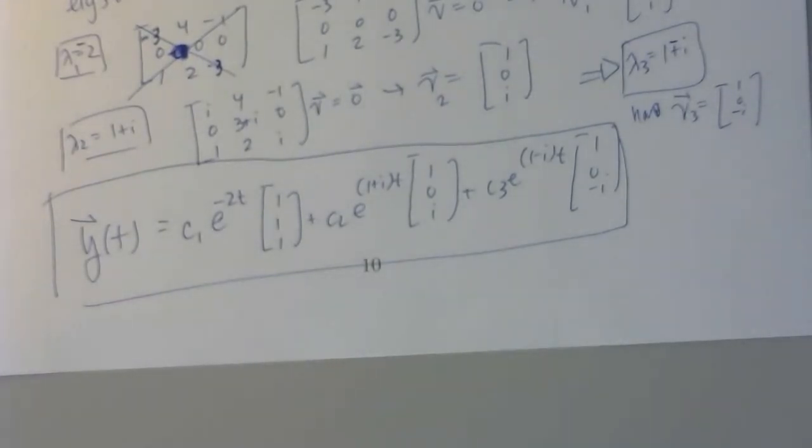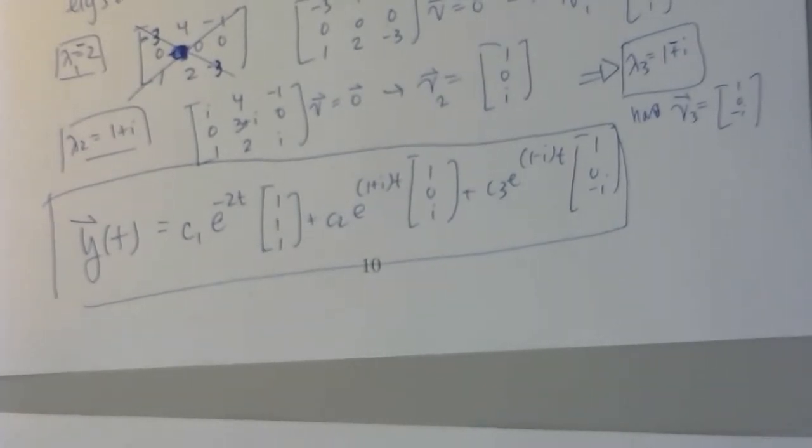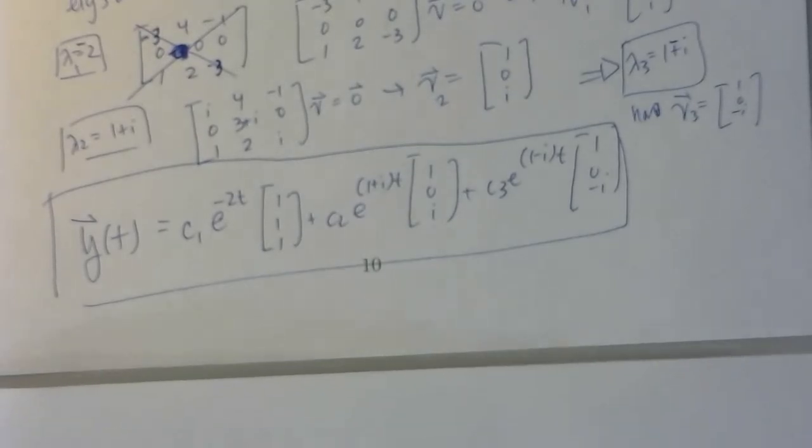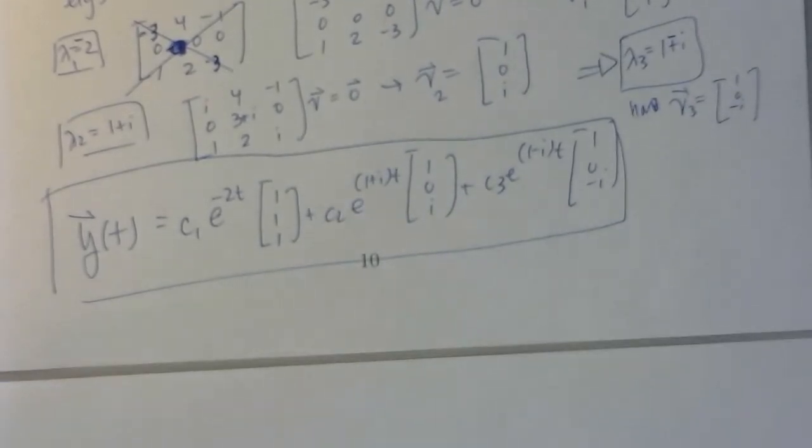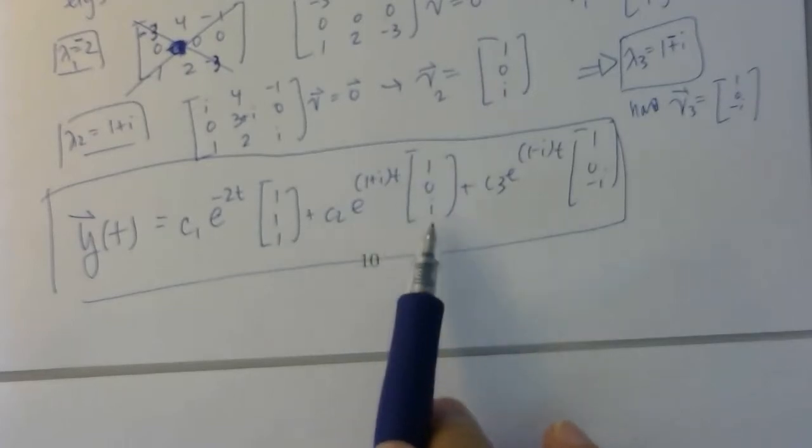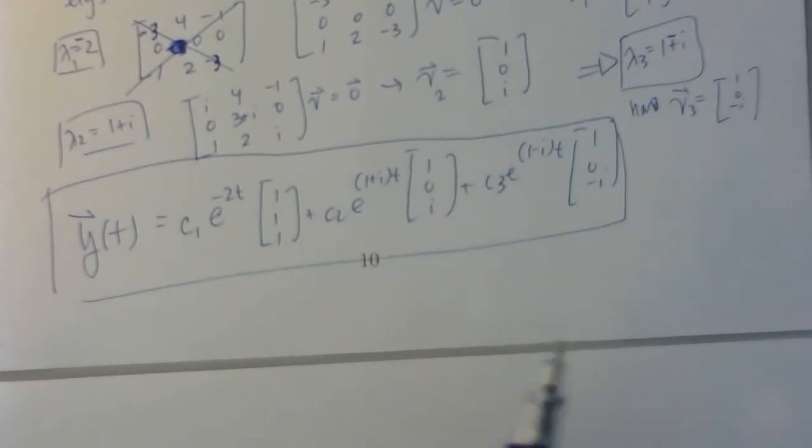So it might be easier to write this in a real form, right? Using Euler's formula. Okay, so let's see here. I look at this as a sine and cosine.